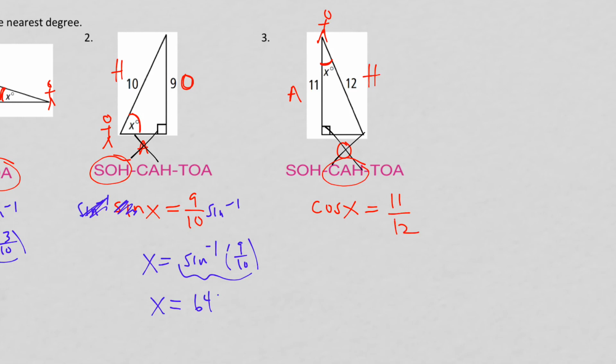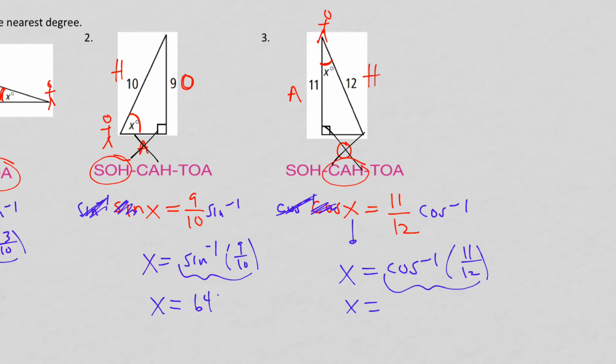In this case, I'm going to use the inverse of cosine to isolate x by itself, so inverse cancels cosine. So x equals the inverse of cosine of 11 over 12. And again, on the calculator, if I press that, I find that this missing angle is approximately 24 degrees.